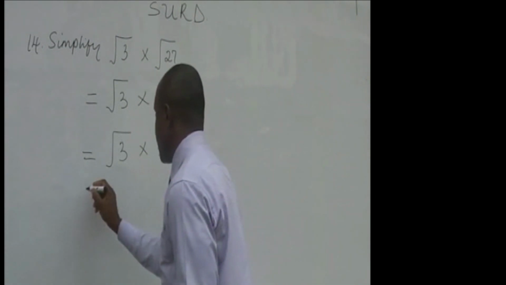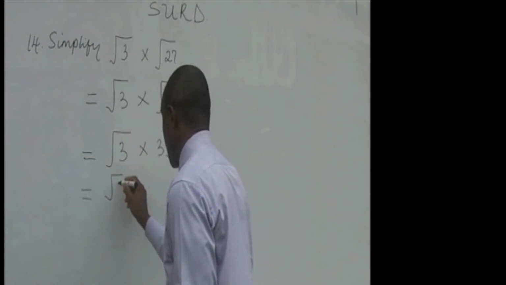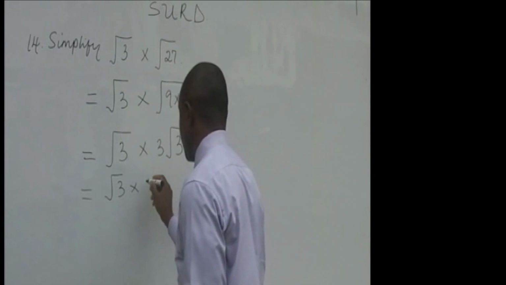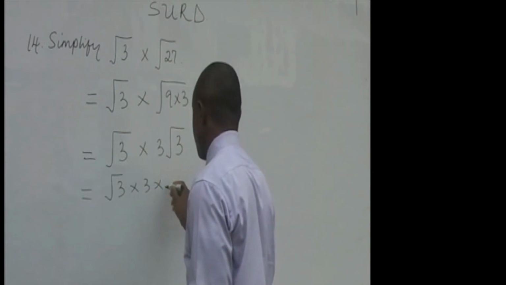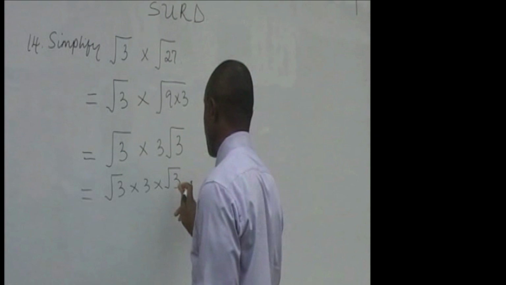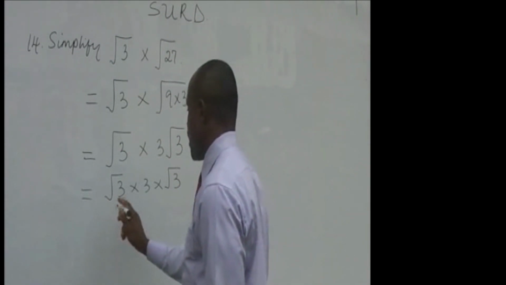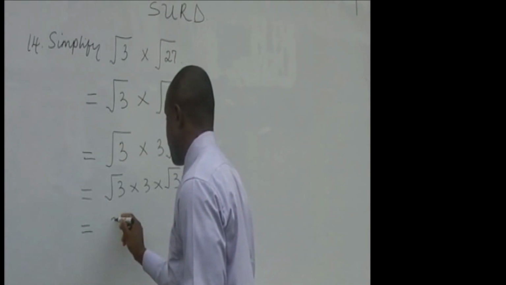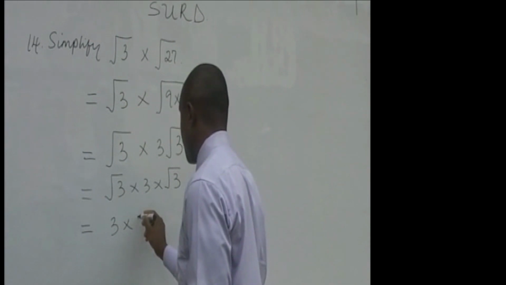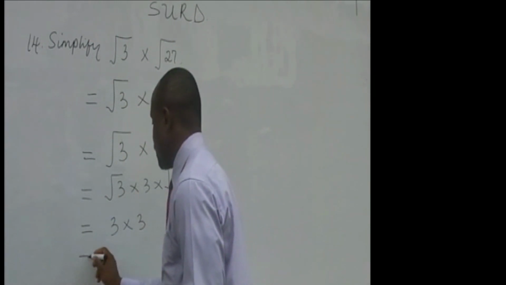What this means is root 3 times 3 times root 3. And root 3 times root 3 will give you 3. So you have 3 times 3. And 3 times 3 is 9.